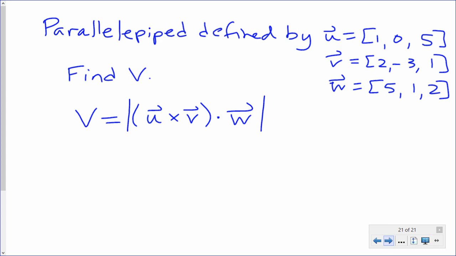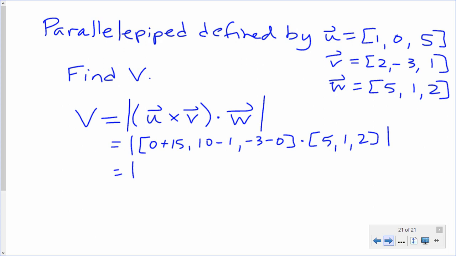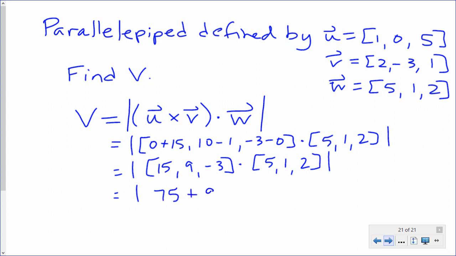Then it's done. Okay, so vector U cross V is (0 + 15, 10 - 1, -3 - 0), dotted with (5, 1, 2), which equals (15, 9, -3) dotted with (5, 1, 2), which is 75 + 9 - 6, 78.